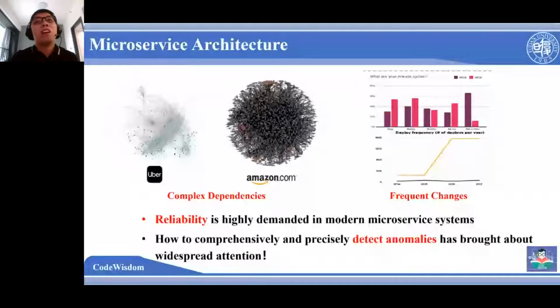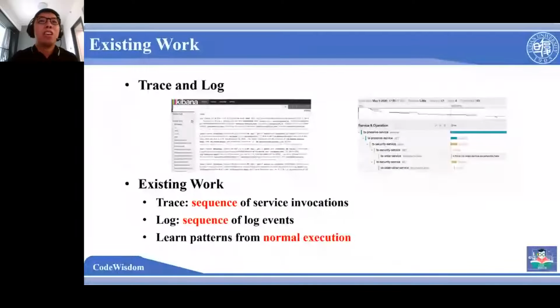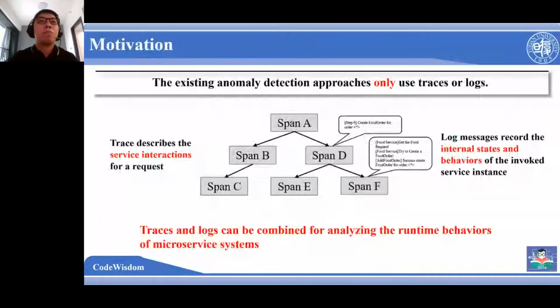So trace and log have been widely used in anomaly detection for distributed systems. The existing work treats a trace as a sequence of service invocations, and treats a log as a sequence of log events. And most of them use deep learning methods to learn patterns from the normal execution and detect anomalies. Although there exist some approaches, they do not handle the problem of microservice anomaly detection well.